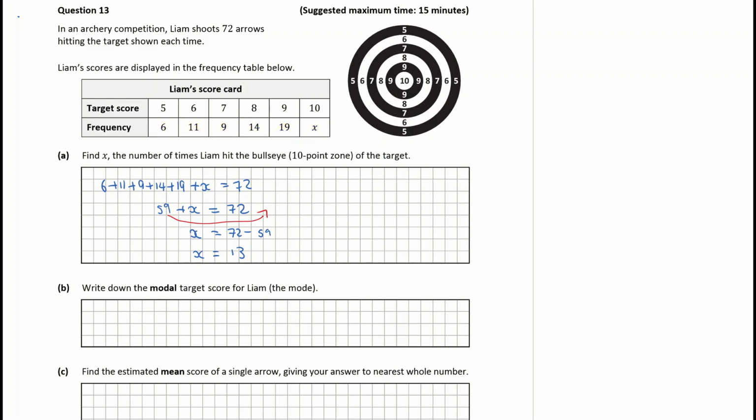Part B, write down the modal target score for Liam, i.e. the mode. The mode is the value that appears most often, and that's going to be the target 9, because Liam hit the target 19 times. So the modal value here is 9. Just make sure you don't write down the frequency 19. You'll get attempt marks perhaps for writing down the 19, but the actual answer is the target score, which is the most popular, which is 9.